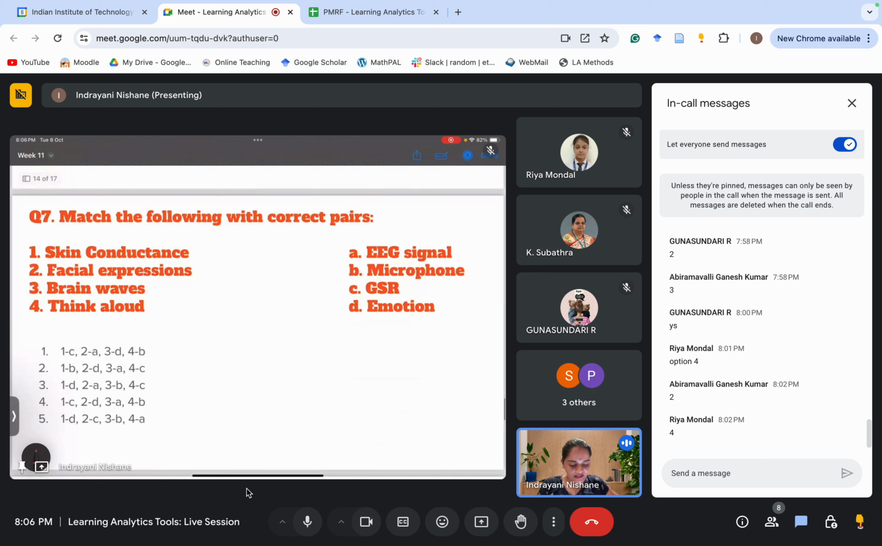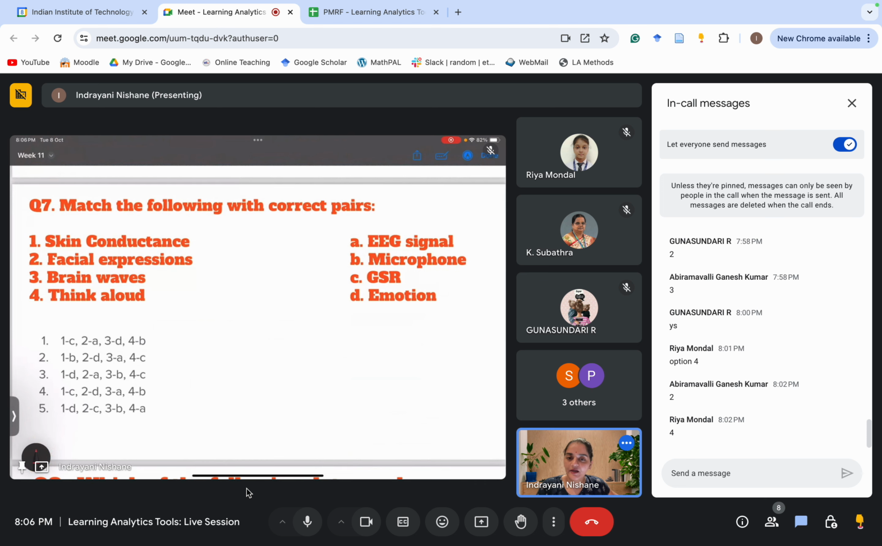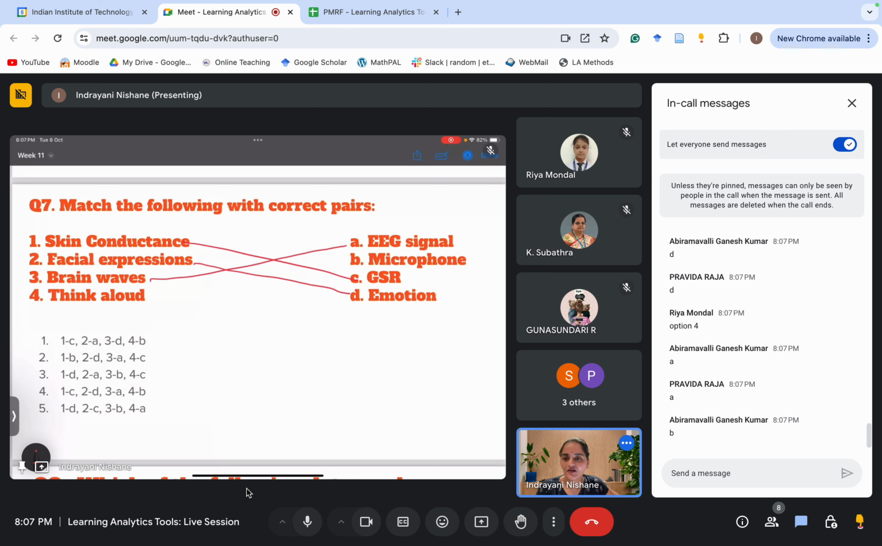Okay, going to 7, match the following for the correct pair. So skin conductance, EEG signal, microphone, GSR, or emotion. With which should I connect skin conductance? Skin conductance is with, yes, C, GSR. Then facial expressions, correct, D, emotions. Now brain waves, yes, EEG signal. Electroencephalogram, EEG.